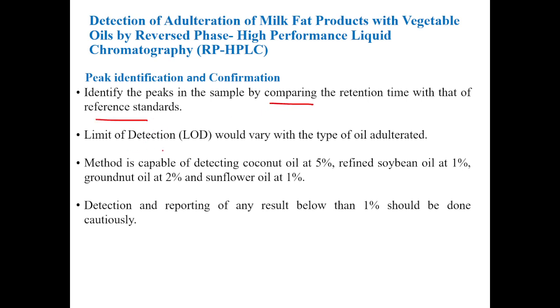Now, the limit of detection varies with the type of vegetable oil. The LOD has been reported for different types of oil. For example, the method is capable of detecting coconut oil at 5%, refined soybean oil at 1%, groundnut oil at 2%, sunflower oil at 1%. Now, detection and reporting of any result below 1% should be done cautiously, because the detection limit has never been less than 1% for any type of oil. So if you are detecting any peak below 1%, then that is to be reported cautiously.